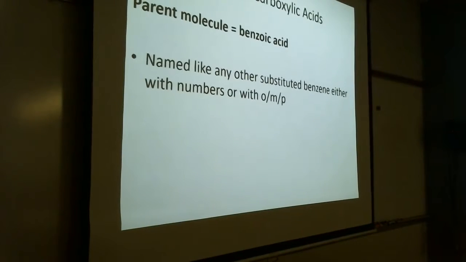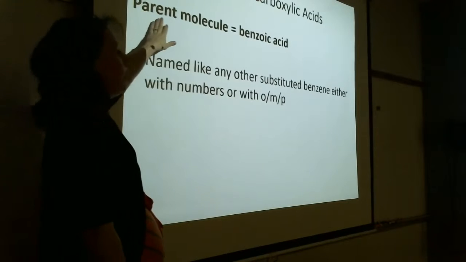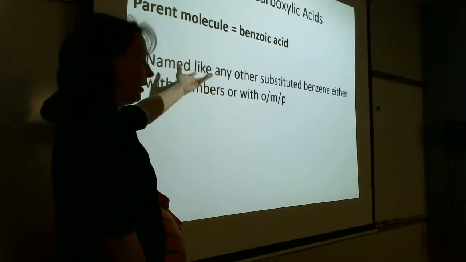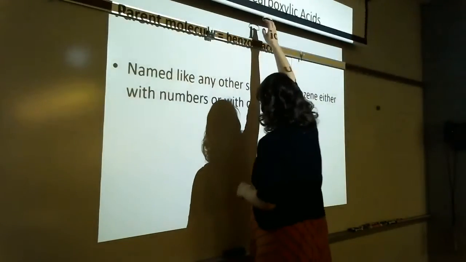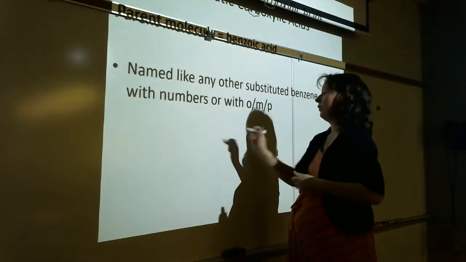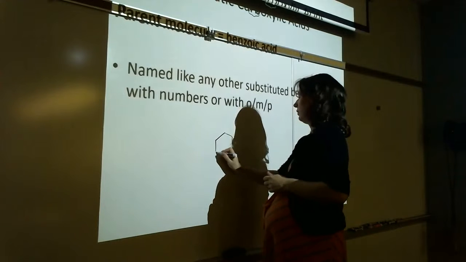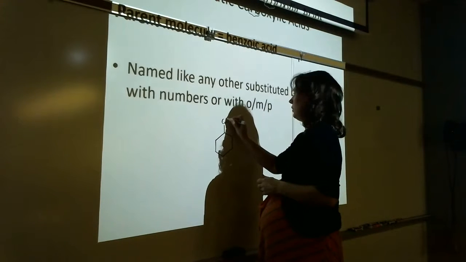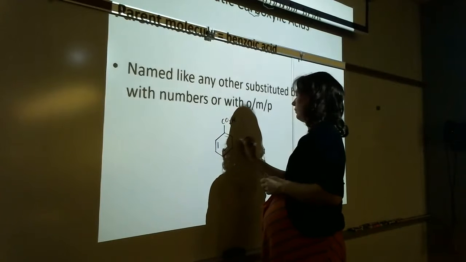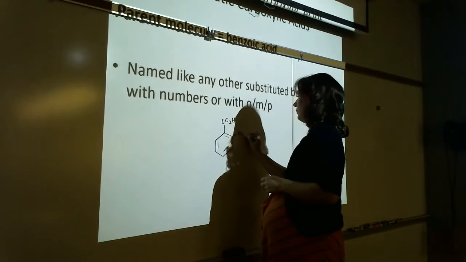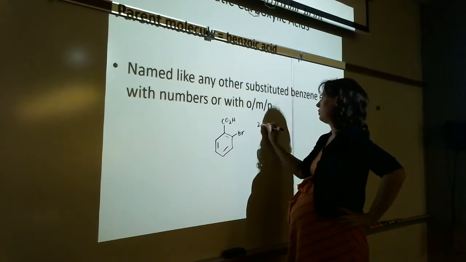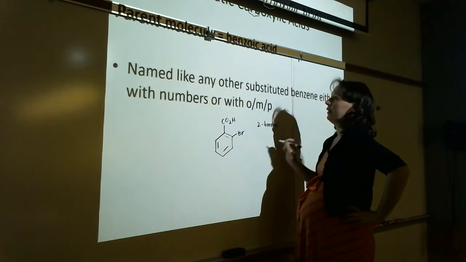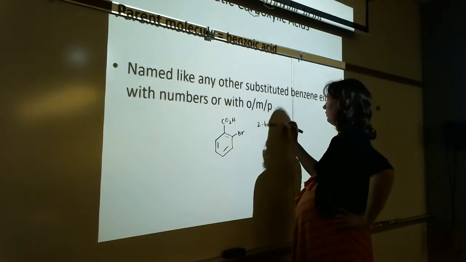And if we're talking about aromatic, so if the parent molecule is a benzene ring, then we would call that benzoic acid. And then we would have any other substituents on there, just like we've already talked about. So for instance, if you had this, you could name this what? You could name it 2-bromo, and then the parent molecule is benzoic acid.